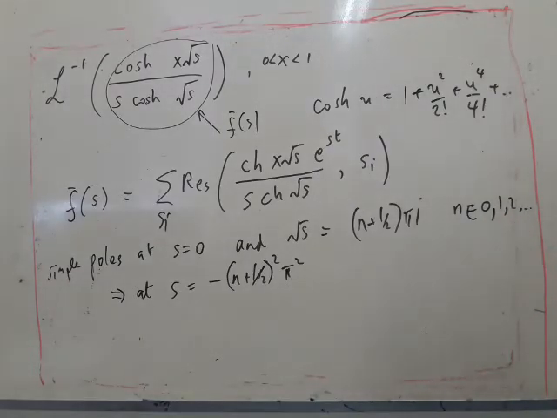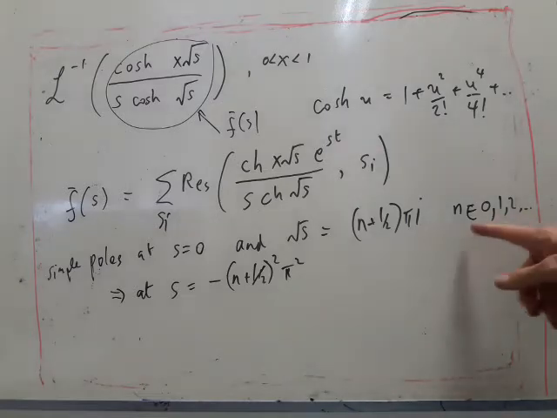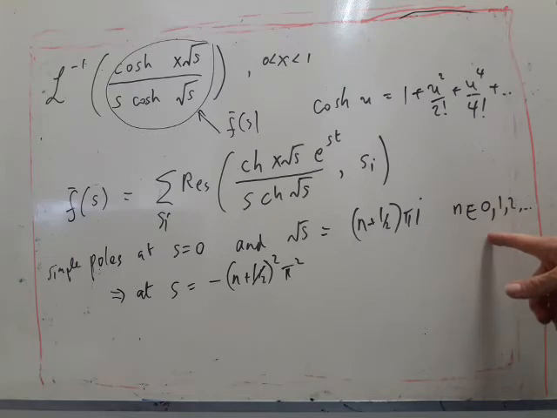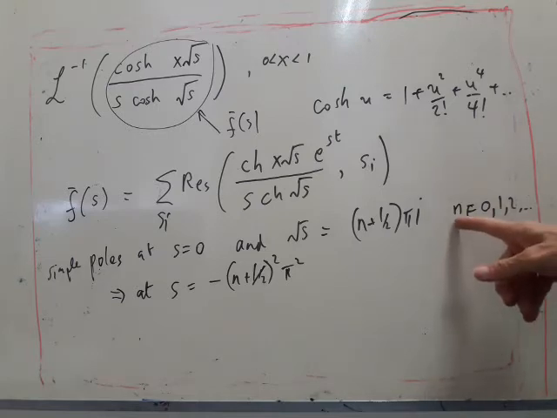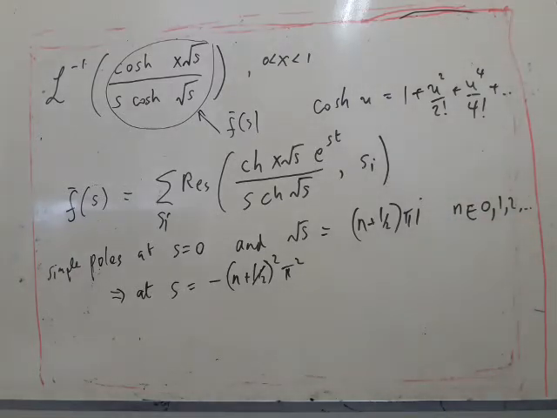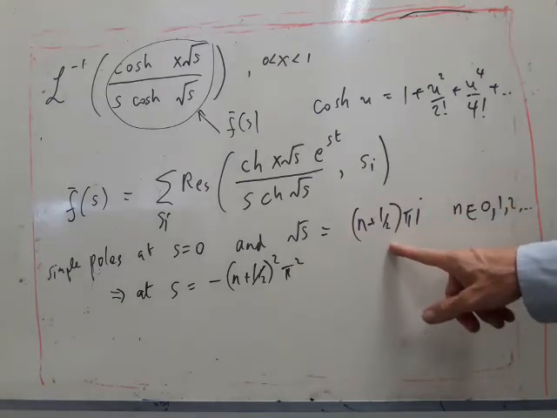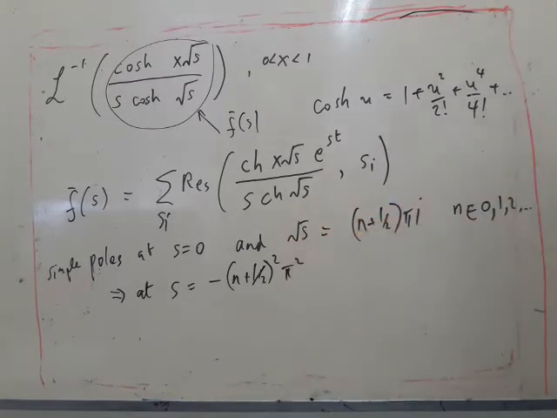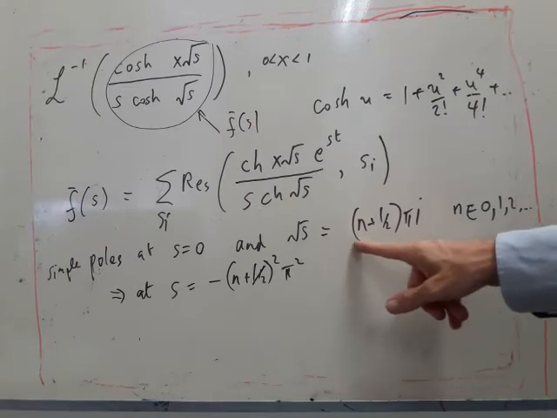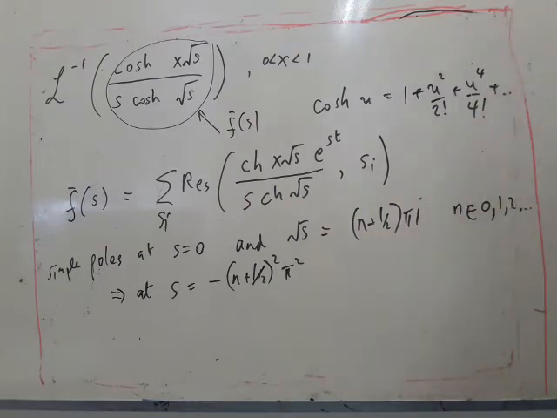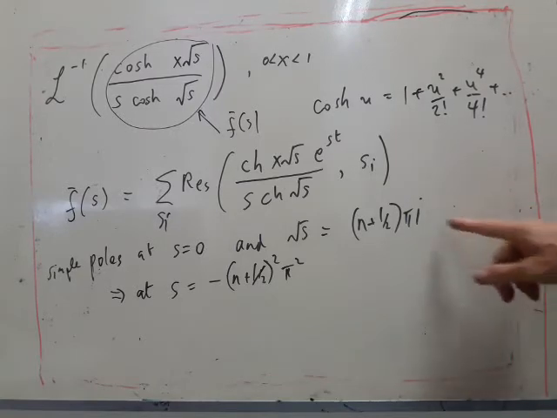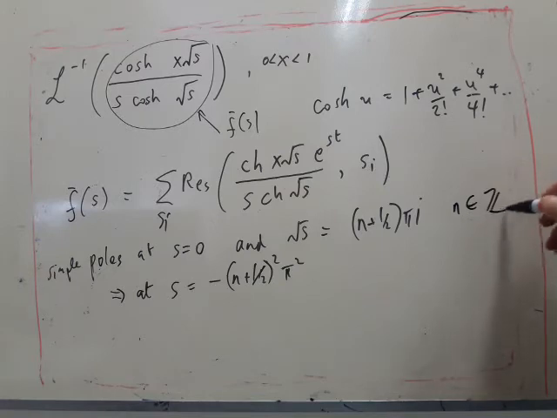Now, just one little thing to be careful of here. Strictly, when I've written it like this, with the square root, n can take on any integer value, like this.